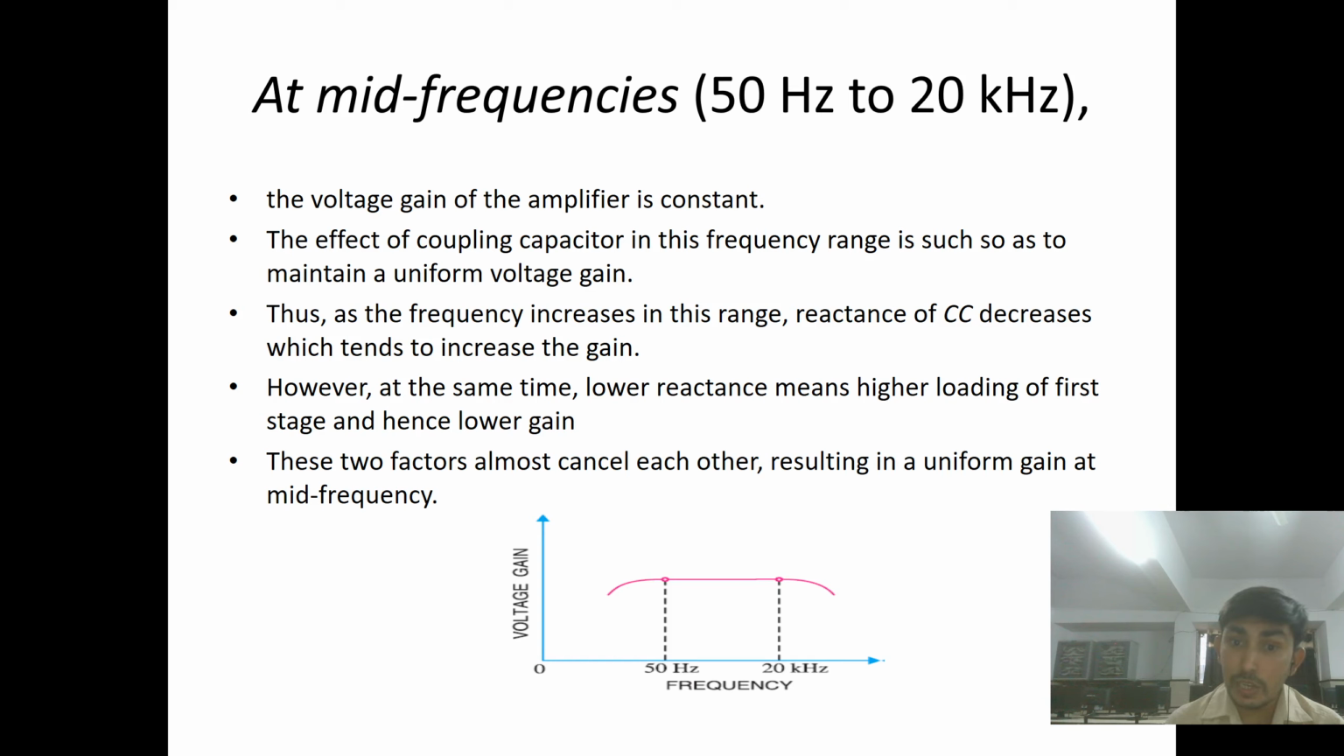At the same time, a lower reactance means a higher loading effect. As you increase the frequency, the reactance of the coupling capacitor decreases. Due to that factor, the gain will increase.